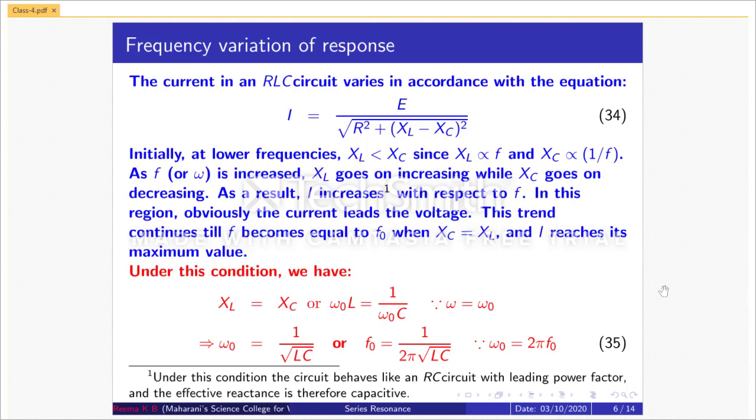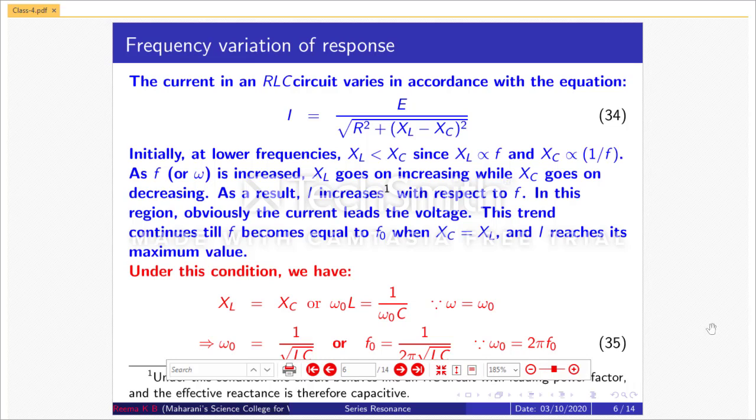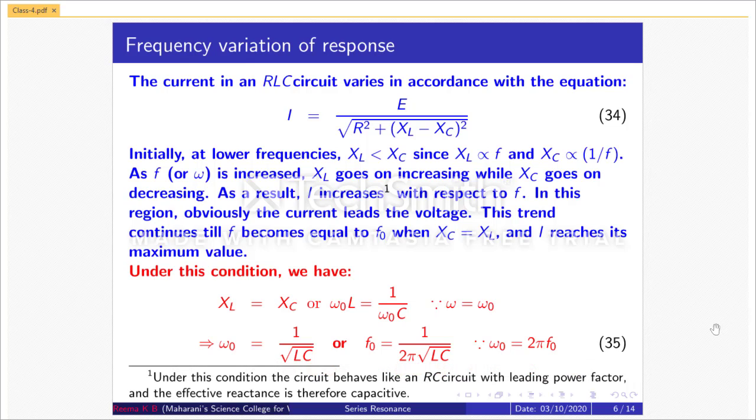This trend continues till F becomes equal to F0, when XC is equal to XL and I reaches its maximum value. Under this condition, we have XL = XC, or omega naught L = 1/(omega naught C), because omega is equal to omega naught. This implies omega naught = 1/square root of LC, or if you substitute omega naught as 2 pi F naught, you can express F naught as F naught = 1/(2 pi square root of LC).